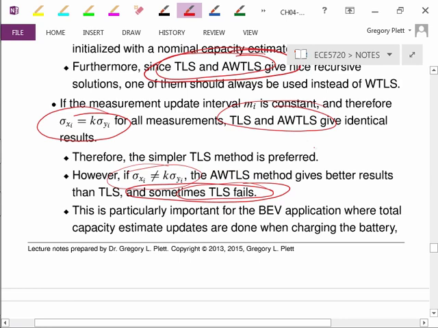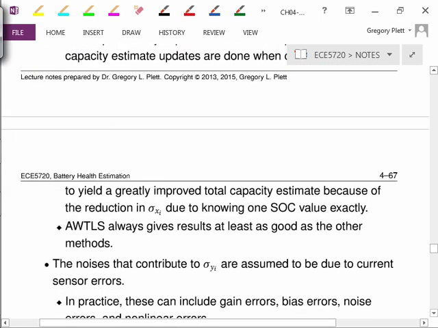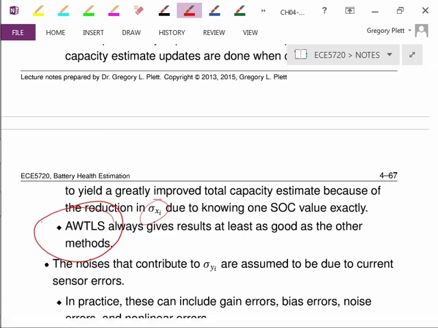So this sometimes fails is especially important in any kind of a plug-in application when updates are done when charging the battery. And the reason for doing that, remember, is that we have a big improvement on the total capacity estimate because we know one of our SOC values exactly when we cut in half our sigma xi. The AWTLS always, in our simulations, gives results that are at least as good as the other methods. The only reason not to use AWTLS is that it's more complex than some of the methods, really all of the methods except for the weighted total least squares method, which is not recursively computable at all.